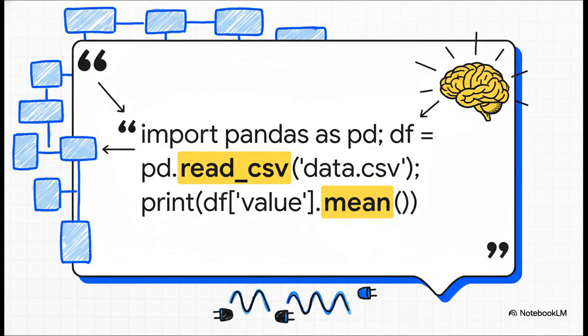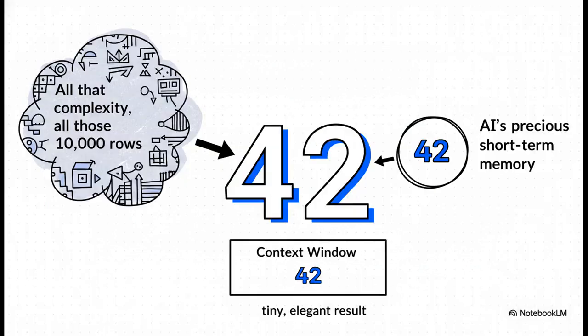But there's a much, much smarter way. It's a technique called code as context. Get this. Instead of showing the AI all the data, you just ask it to write a tiny piece of code to analyze the data for you. The AI never even has to see the raw numbers. It just interacts with the file using its own little script. And the results?